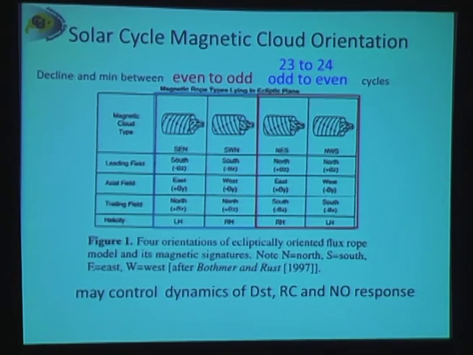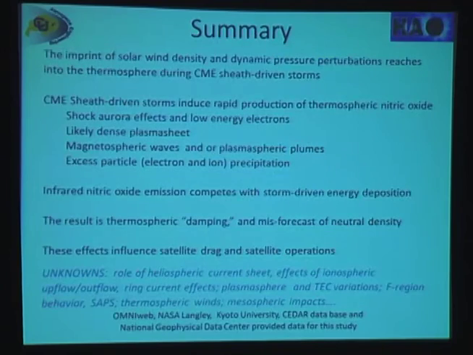And we feel the response in an operational sense for those folks who are trying to figure out what the thermosphere is doing. Is it heaving up or is it collapsing? And apparently, on these types of circumstances, it may well drop. So, my summary. The imprint of solar wind density, the solar cycle itself, dynamic pressure perturbations, IMF orientation, are all being found in the thermosphere under the conditions of these sheath-driven storms.